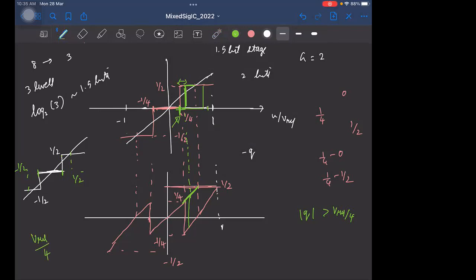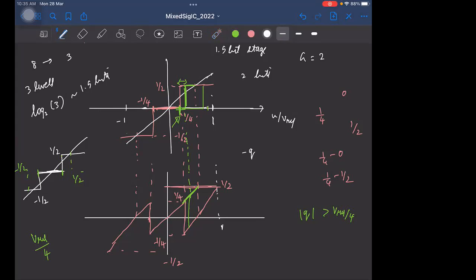Okay. And of course, we saw that since we have only 3 levels, it corresponds to a resolution of log to the base 2 of 3. That's roughly 1.5 bits. So this is often called the 1.5 bit ADC or 1.5 bit stage. Okay.